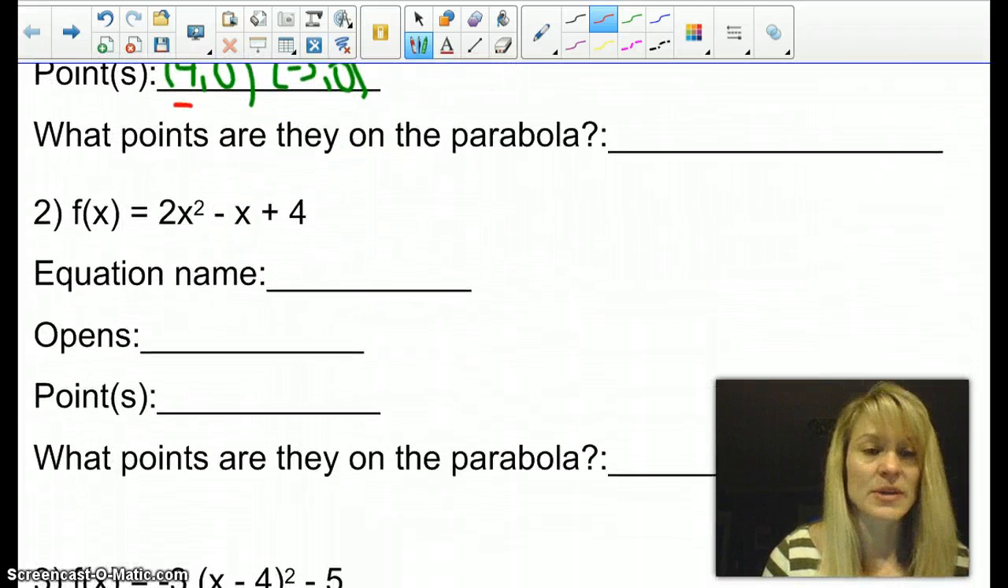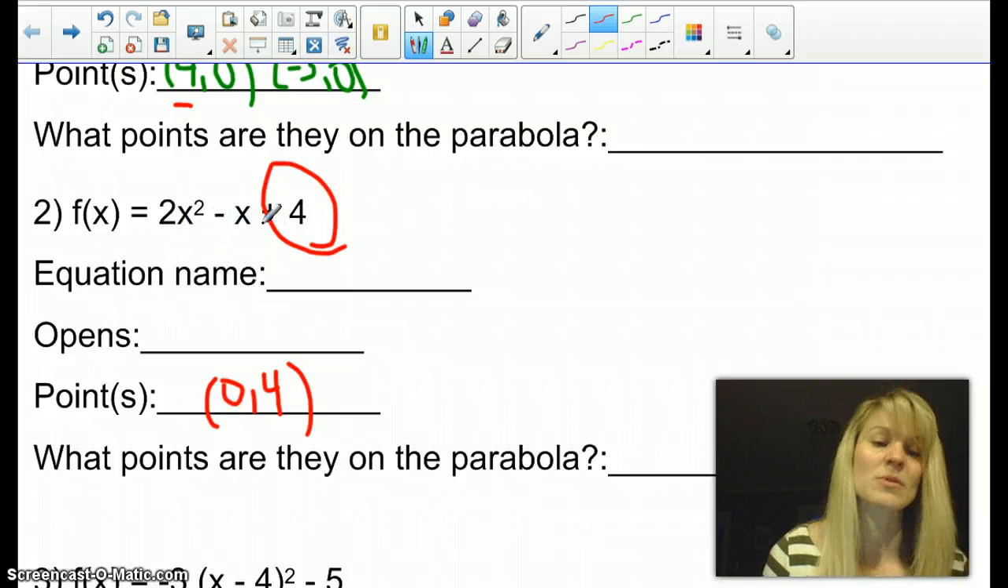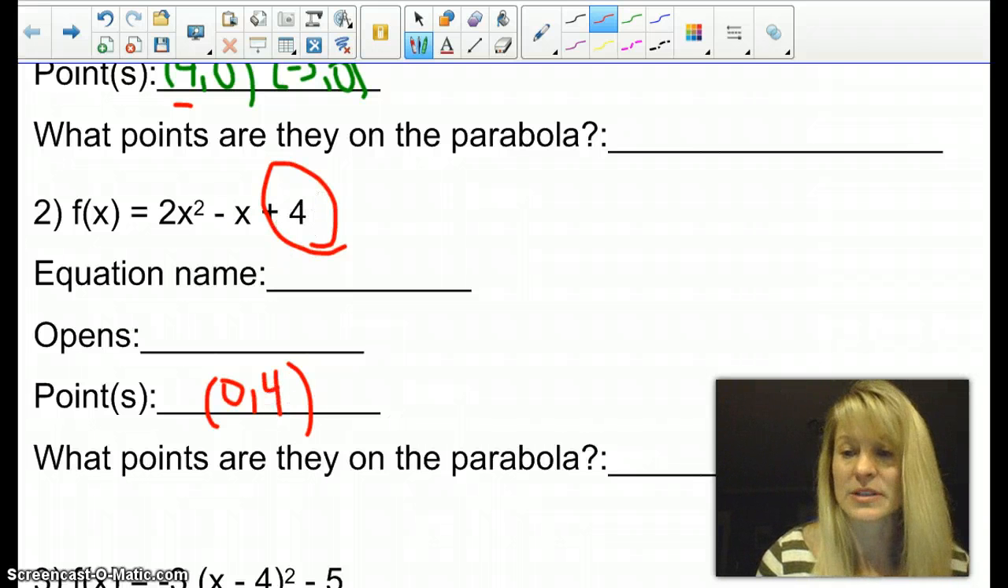You need to be able to tell me this is standard form, and again, the c value is a constant. You need to be able to tell me that that's a constant. And then the point where it intercepts on the y-axis would be 0, 4, because the equation is ax squared plus bx plus c, so it's supposed to be plus. So again, the y-intercept is 4. You need to be able to tell me that.